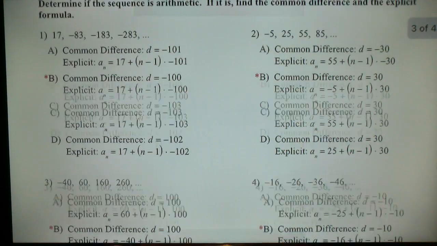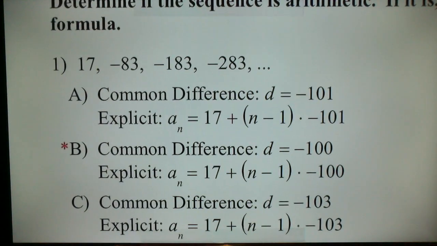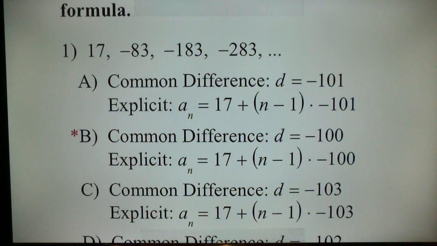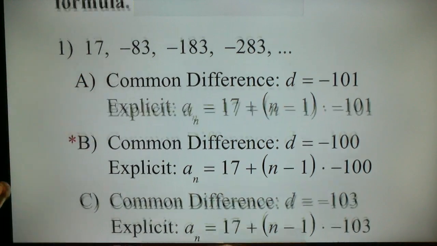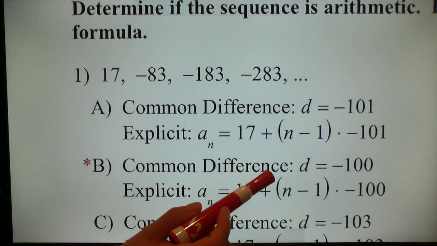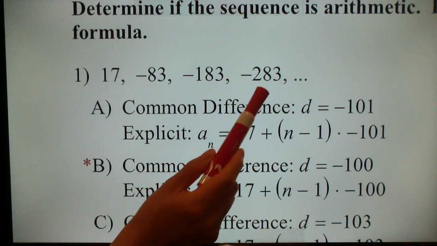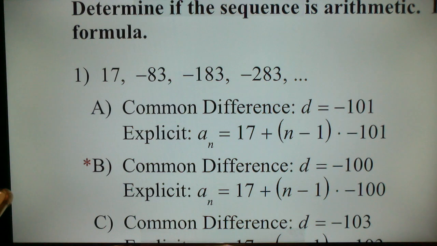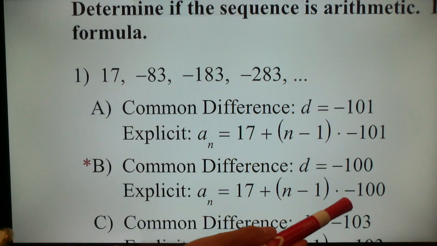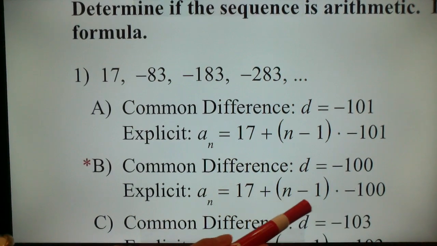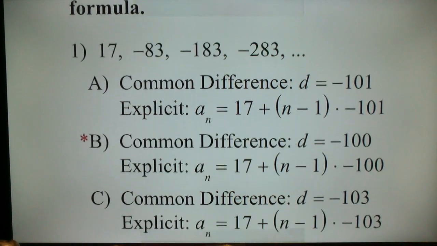So we'll go to see the example. So let's see. Here, these numbers are kind of big. The common difference, right? If you look at these numbers, the common difference is -100, right? -100. And the explicit form is A1, 17, plus D, which is right here, -100 times (n minus 1). So the answer is B.